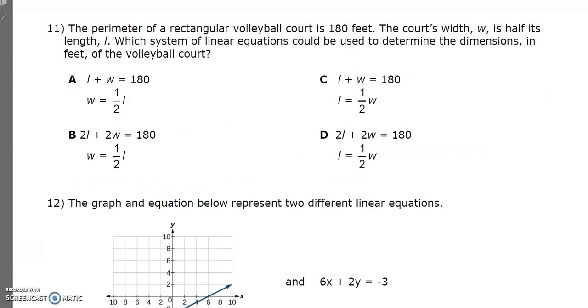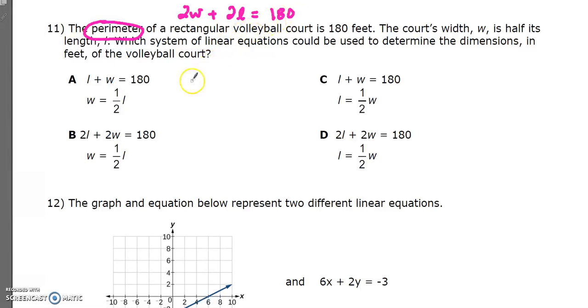Okay, number 11 says the perimeter of a rectangular volleyball court is 180 feet. The court's width, W, is half its length, L. Which system of linear equations could be used to determine the dimensions in feet of the volleyball court? Okay, so we've talked about perimeter many times, that we're just adding all the sides together. So for a rectangle, we have 2 widths and we have 2 lengths. So we're going to add those together, and that should equal the 180 feet.